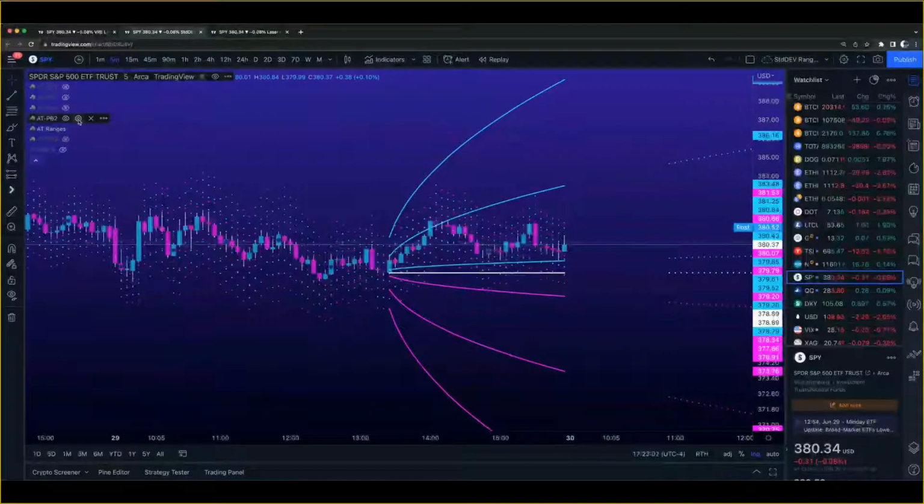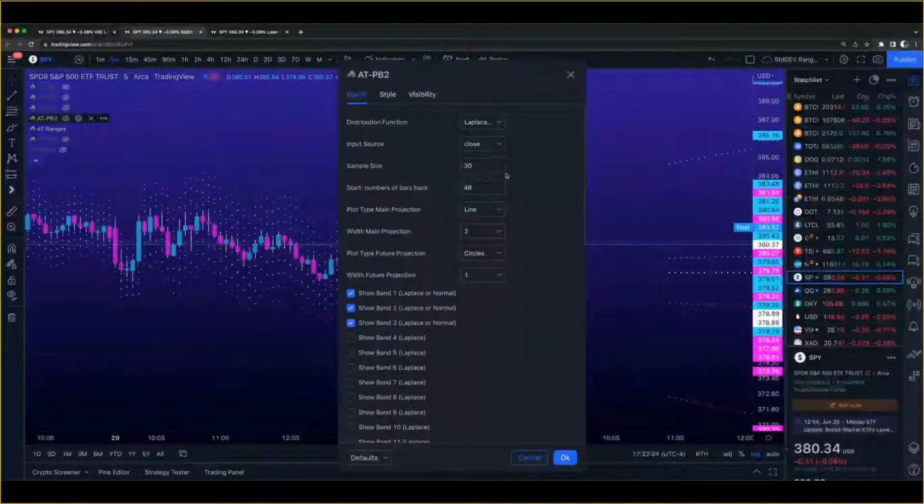Oh, you're talking about, I'm always, no, size is always on 30. Yeah, because you have sample size and look back. I don't know how to put it.